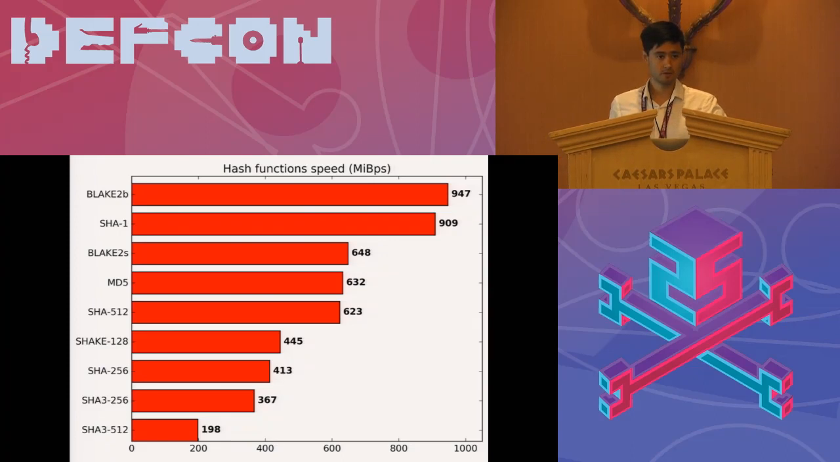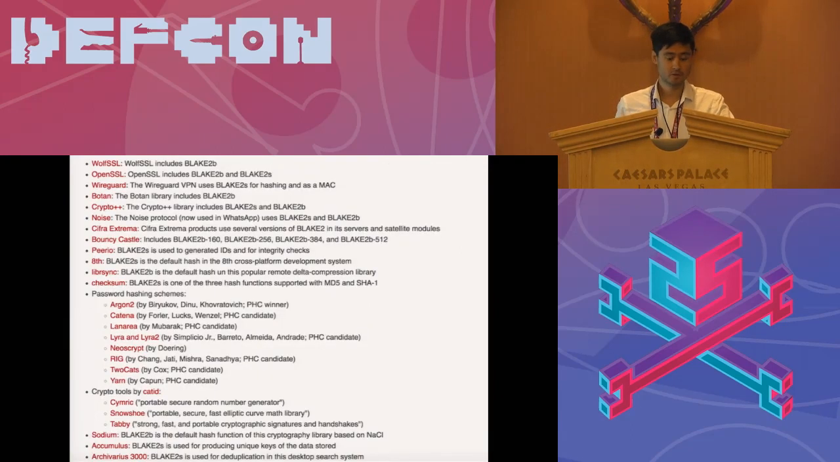It looked secure because during the competition, it received a substantial amount of cryptanalysis, and people started using it. So this is a non-exhaustive list of different projects that use BLAKE2. In them, you can see WireGuard, which is kind of the next generation VPN that uses BLAKE2 at its core. WireGuard also used Noise, which is a protocol framework that you can use to build something like TLS.